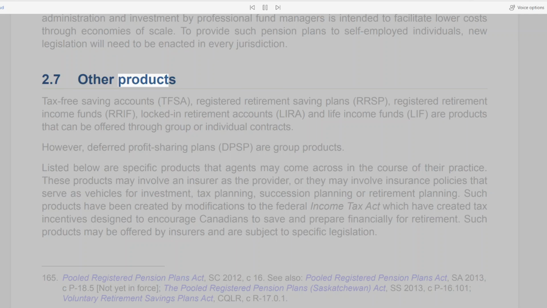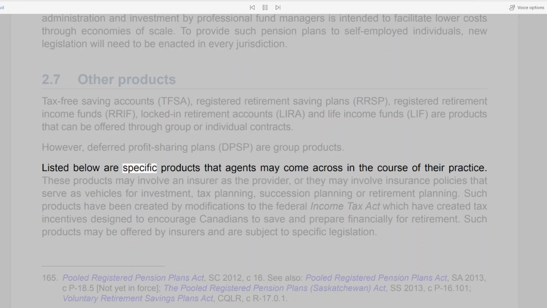2.7 Other products. Tax-free savings accounts (TFSA), registered retirement savings plans (RRSP), registered retirement income funds (RRIF), locked-in retirement accounts (LIRA), and life income funds (LIF) are products that can be offered through group or individual contracts. However, deferred profit sharing plans (DPSP) are group products.